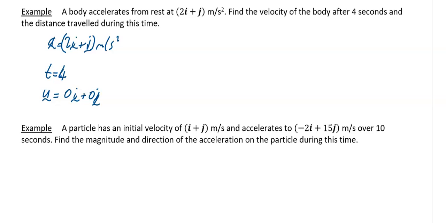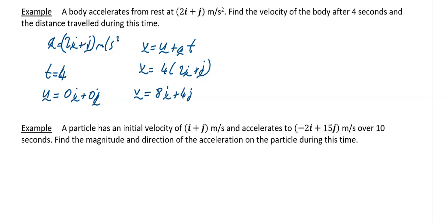Okay, we want to find the velocity after 4 seconds, so we're just going to say v is equal to u plus at. So v in this case is just equal to, my u is 0, remember, so it's just my a times my t, so it's 4 times 2i plus j. And if you do that out, it's going to be equal to 8i plus 4j meters per second.